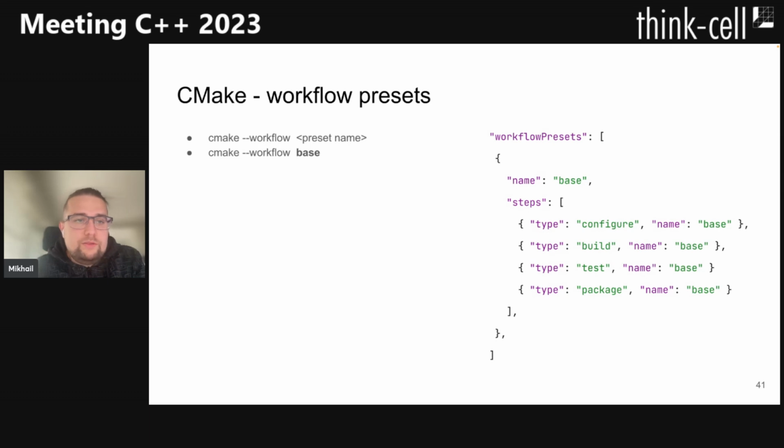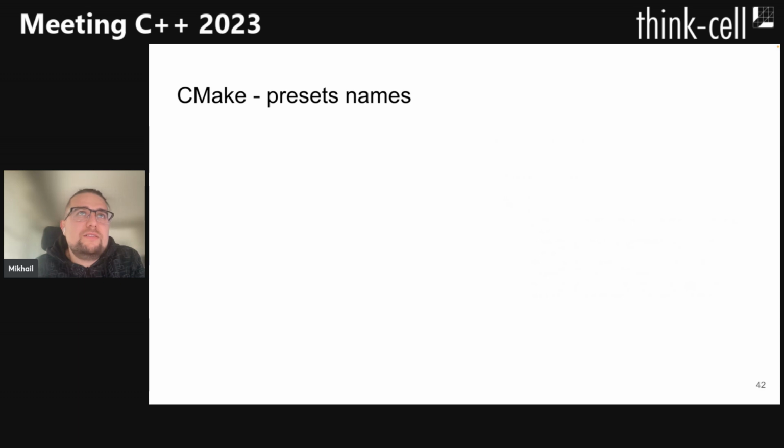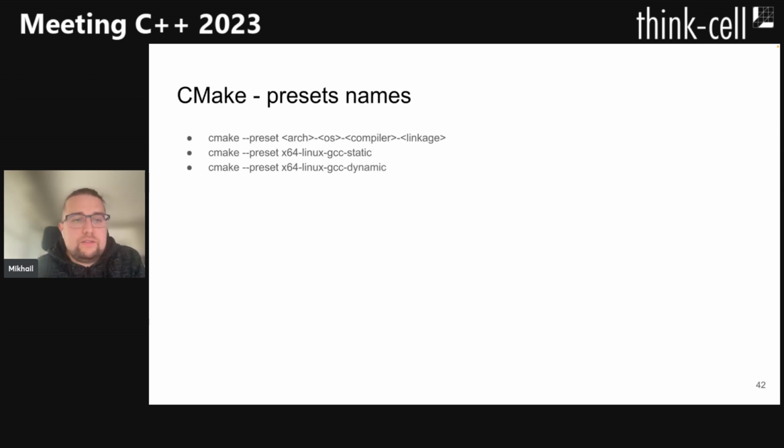One last thing about CMake and presets is that naming is quite hard. So in my experience, I came up with something like this. This is basically the way LLVM names its triplets. It's architecture, OS, compiler, and linkage. Some examples: I want to configure my project for x64, Linux, GCC, and all the libraries should be static, or dynamic.